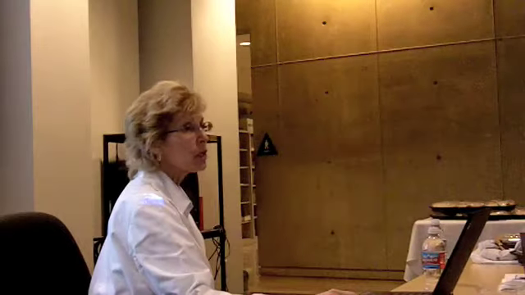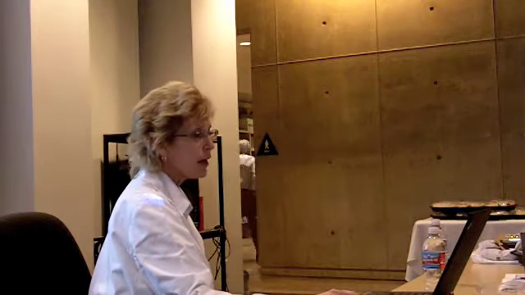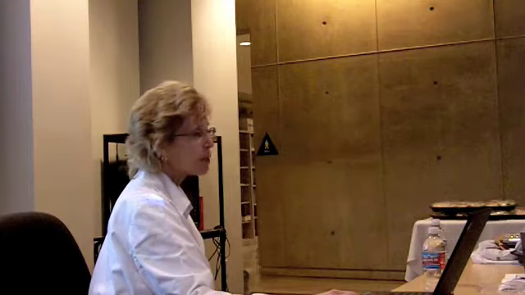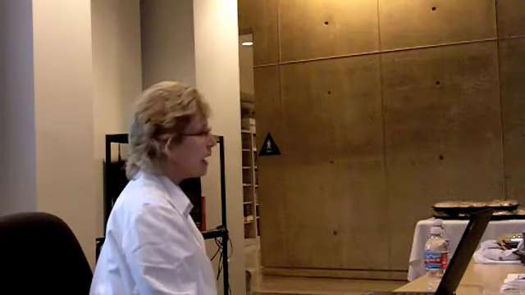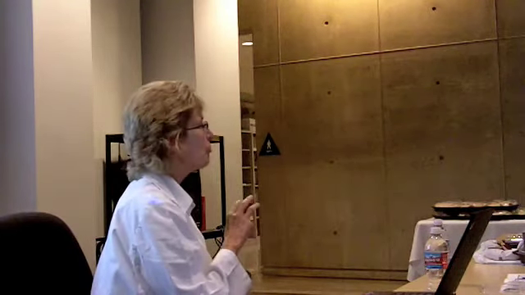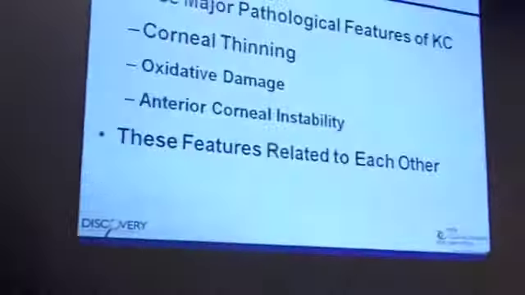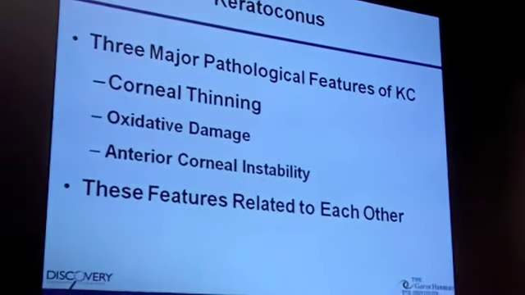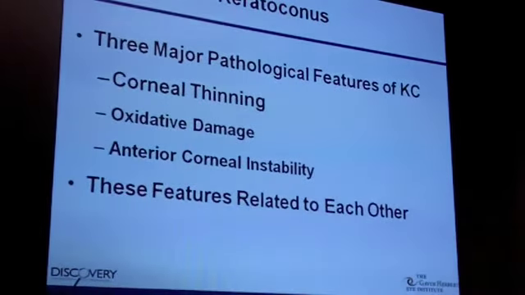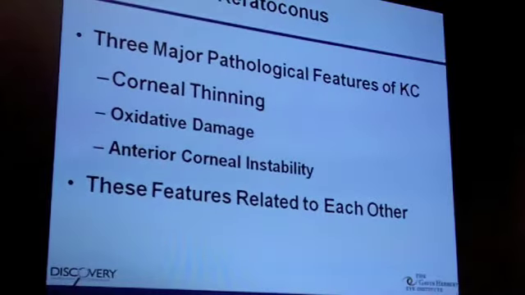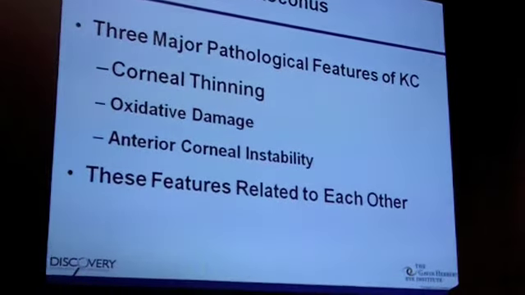There are at least 8 different faculty members here at UCI that are doing work on different aspects of keratoconus. And what we found is that there are 3 major pathological features of keratoconus. The first feature is corneal thinning. The second feature is oxidative damage. And the third feature is anterior corneal instability. And we found that these all interact with each other.